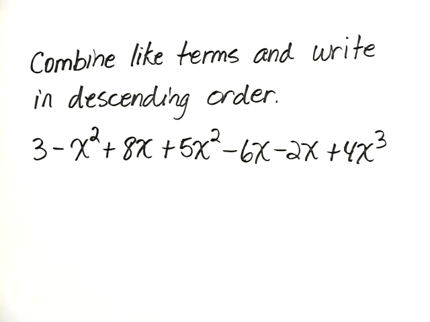Combine like terms and write in descending order. 3 minus x squared plus 8x plus 5x squared minus 6x minus 2x plus 4x cubed.